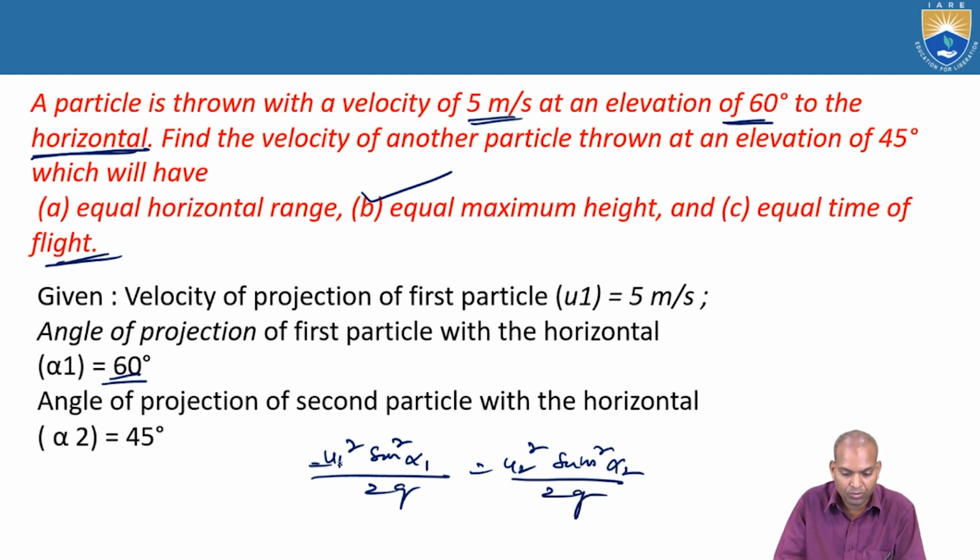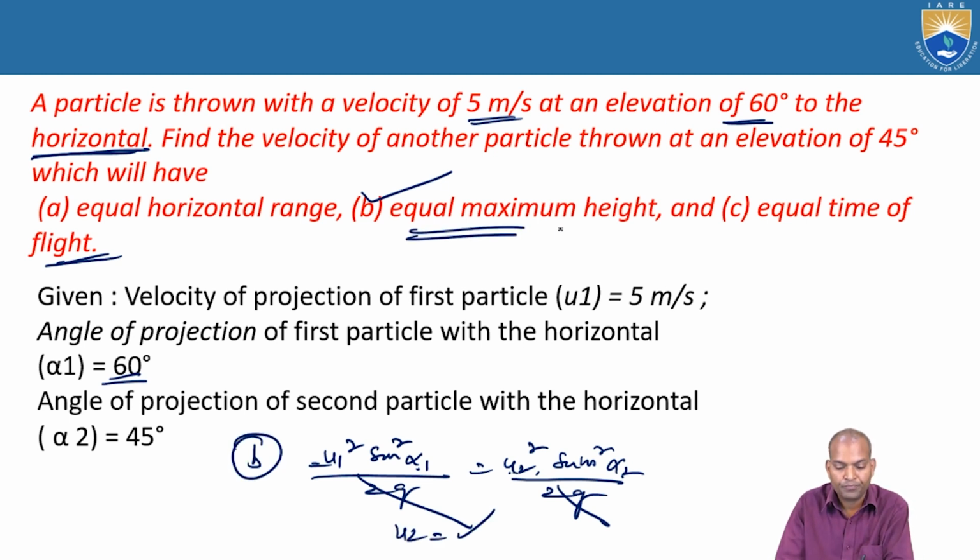Now again, u1 equal to 5 meter per second, alpha 1 is 60 degrees, u2 to be found, alpha 2 is 45 degrees. 2g gets cancelled. Under this condition, this is for the B objective. What is u2? u2 is the constant here for the second objective.